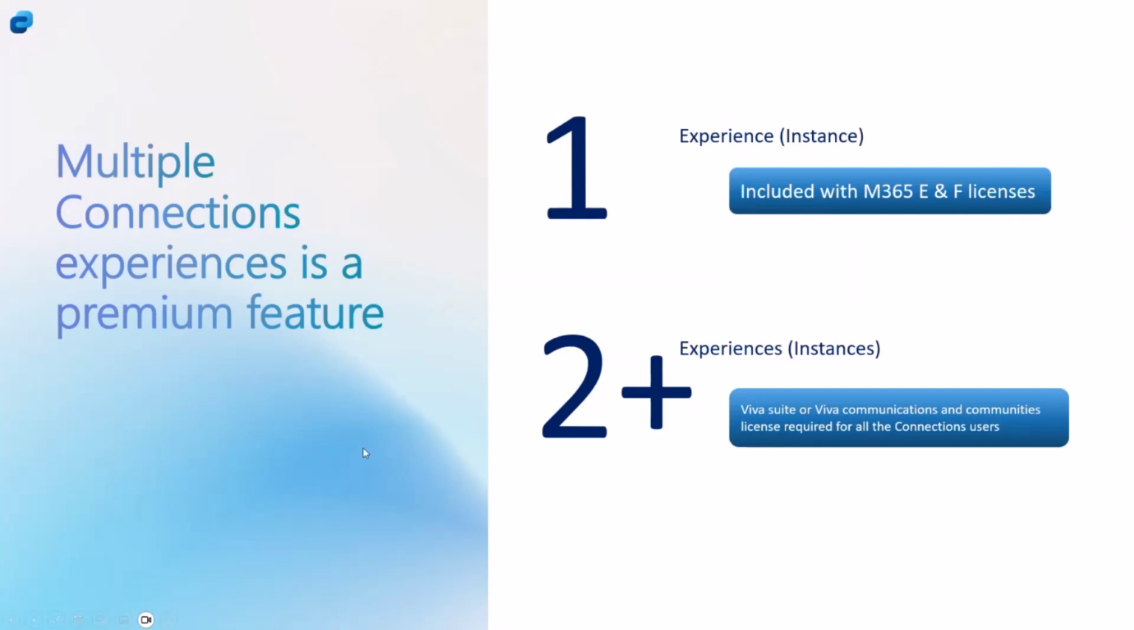Before we get into the demo, just a quick reminder, we put this out there as well. This is Connections' first premium feature. So we have one experience that is seeded. It's going to be part of the M365 E and F licenses, and then two plus will require one of two licenses. We have a Viva Suite license, which is basically the all-up suite license for Viva. We also have a relatively newer one, I think it was launched around the same time when we launched the multiple Connections experience. It's called Communications and Communities, and I always trip over on that one. But it's the Communications and Communities license that gives you access to Connections premium features, Viva Amplify, as well as the Engage premium features.